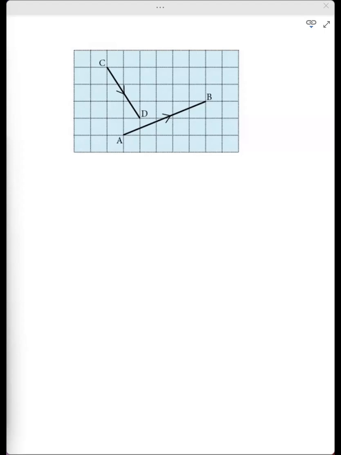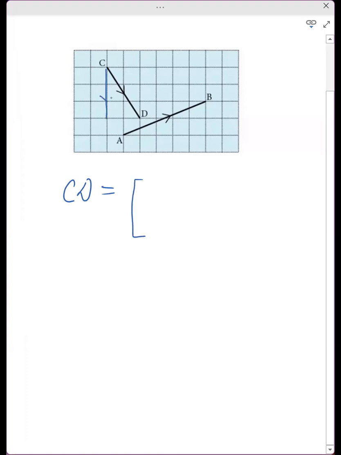Hi, today we are going to see how we can add or subtract vectors. As you can see in the diagram, we have two vectors, CD and AB. First of all, we need to find the CD vector in column form. If you see, it is 3 units down on the y-axis and 2 units along the x-axis. So the coordinates will be 2 and -3, which is the column vector.